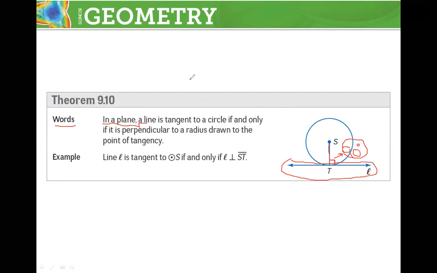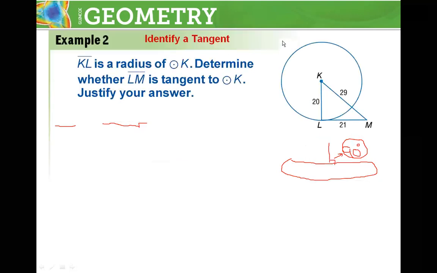This line is called tangent. So in the problems, if it says a tangent to a circle, I know that the angle must be 90 degrees. In the next example, keep with me. Pay attention with me in the next example.